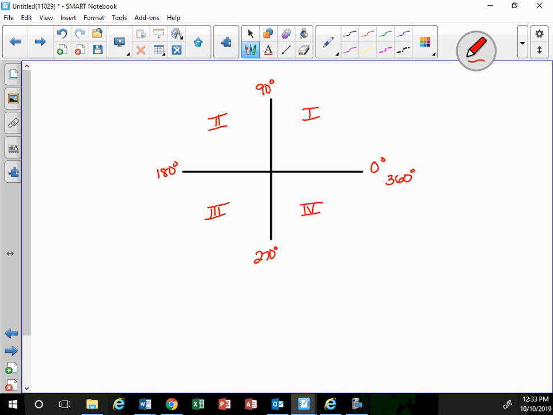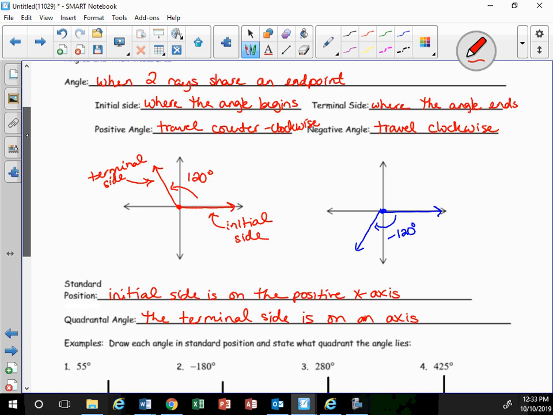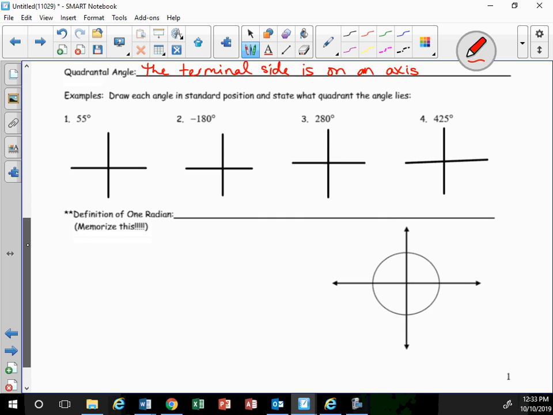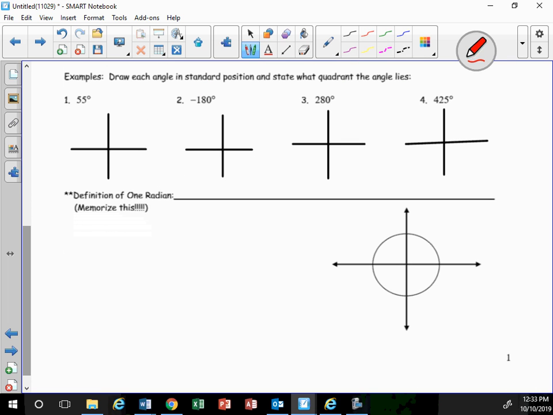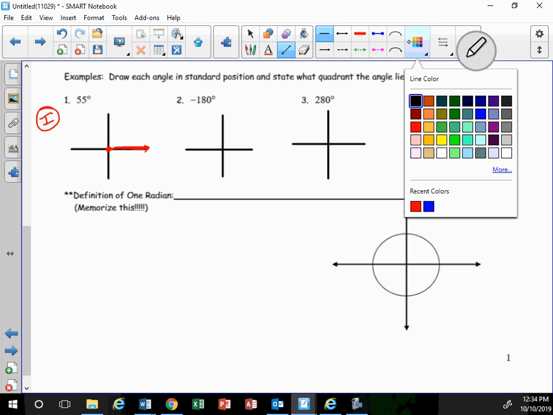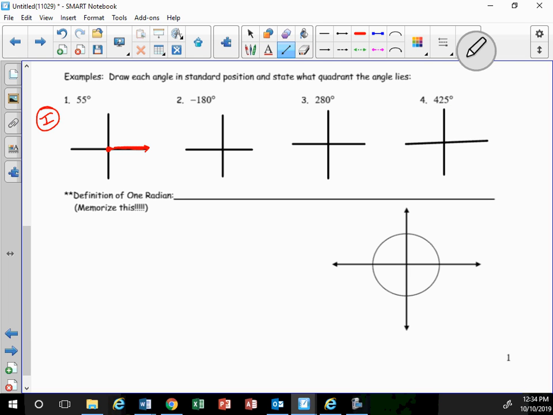Okay, so let's look at these sketches. The first one's 55 degrees. So what quadrant will 55 degrees end up in? First quadrant. Okay. So my initial side is always on the positive x-axis. Then from there, I have to go somewhere in the first quadrant. 55, that's a little more than halfway, right? Okay, that's what I'm looking for.